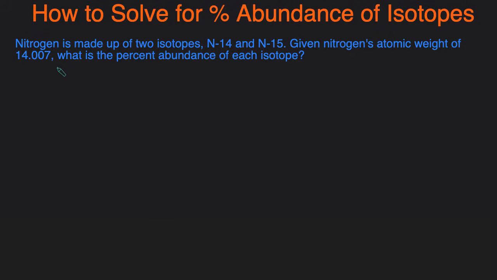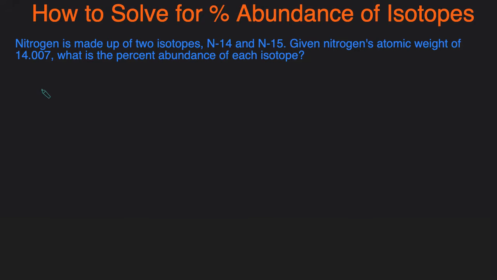In today's video, we'll be going over how to solve for the percent abundance of isotopes. Let's start with the first example. The first example says that nitrogen is made up of two isotopes, nitrogen 14 and nitrogen 15. Given that nitrogen's atomic weight is 14.007, what is the percent abundance of each of the isotopes?